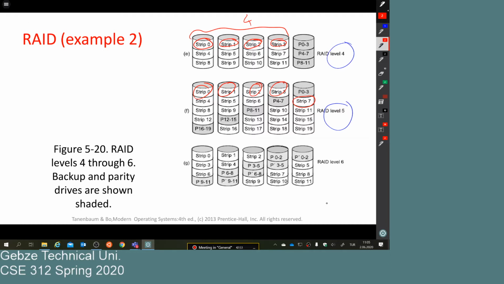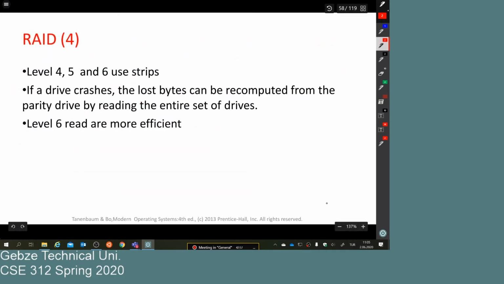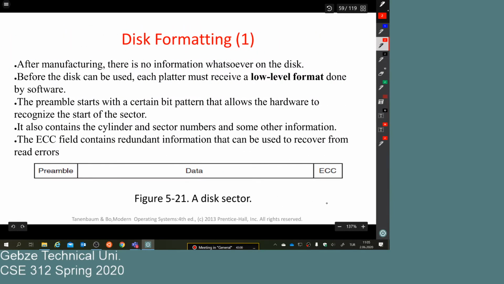Okay, so let's continue if there are no questions. Let's continue with disk formatting.